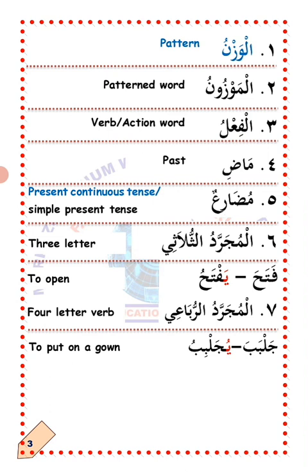Al-mujarradu rubai'. We also have al-mujarradu rubai', a four radical word or four radical verb. Don't be confused by the grammar. A four radical verb simply means a four-letter verb, a verb that comprises four letters, as in jalbaba, he has put on a gown. Jilbab means gown. Jalbaba, he has put on a gown, or jalbaba, he put on a gown. Remember, it has two meanings.